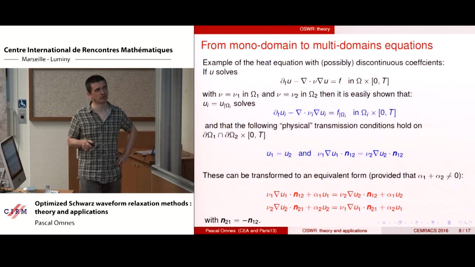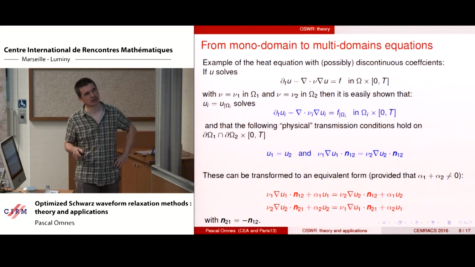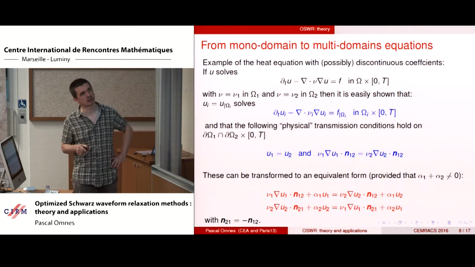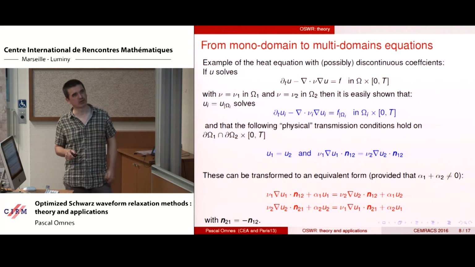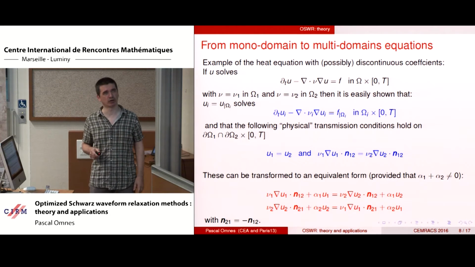And if you sum this and this, you see that this term disappears because n12 is equal to minus n21. Same thing if you sum this, and so from this, you get that (alpha 1 plus alpha 2) u1 is equal to (alpha 1 plus alpha 2) u2. And then, provided you have this condition, u1 is equal to u2. And then, once u1 is equal to u2, from this one, you obtain that this one is equal to this one. So they are equivalent under this condition.